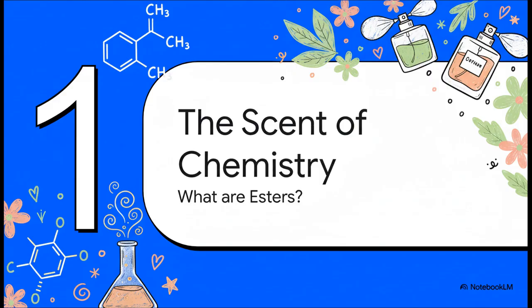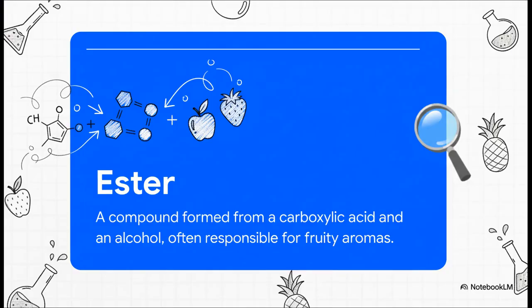Let's get into it. Okay, so here's the textbook definition for you. An ester is what you get when an acid and an alcohol react. A good way to think about it is like a chemical handshake. A piece from one molecule and a piece from another combine, and poof, you get something totally new. And that whole process, that recipe, that's what we call esterification.